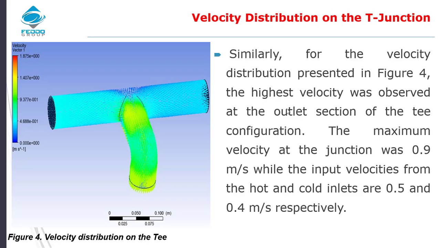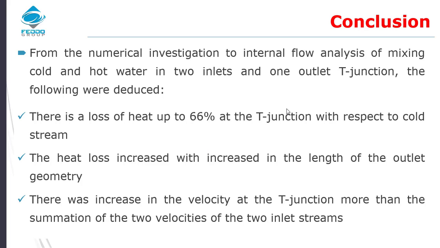Now also for the velocity distribution, similarly we can see the highest velocity was observed at the outlet section. At the outlet section of the T configuration, the maximum velocity at the junction was 0.9 meter per second, while the input velocities from the hot and cold inlets were 0.5 and 0.4 meter per second respectively. Like I already said, that is from the parameters that were set for the model.